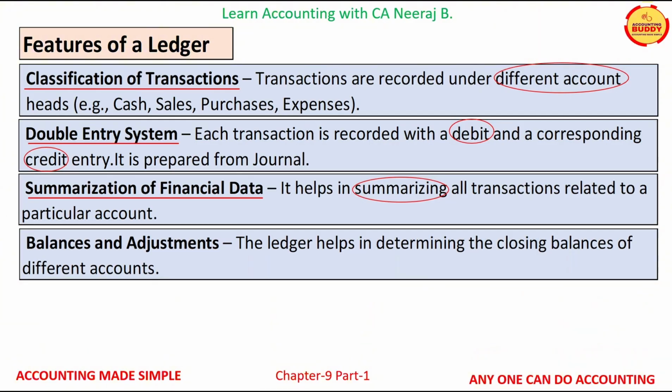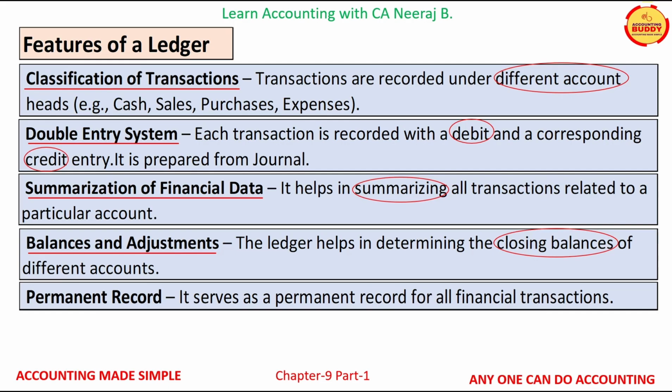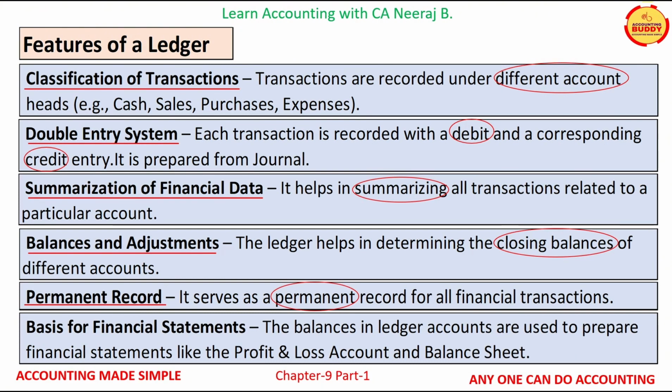Another important feature of ledger is balances and adjustments. After posting all the adjustment entries, ledger helps in determining the closing balance of different accounts. Next feature of ledger is that it is a permanent record. It serves as permanent record for all the financial transactions. Another important feature of ledger is that it is the basis of financial statements. The balances in ledger accounts are used to prepare the financial statements like profit and loss account and balance sheet.